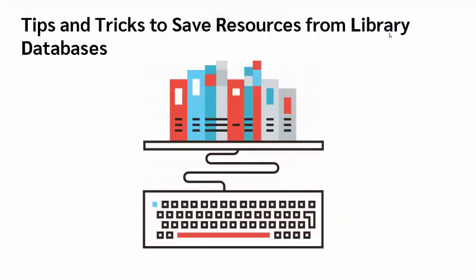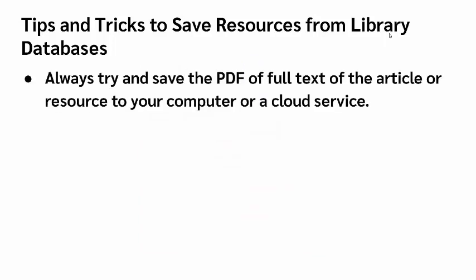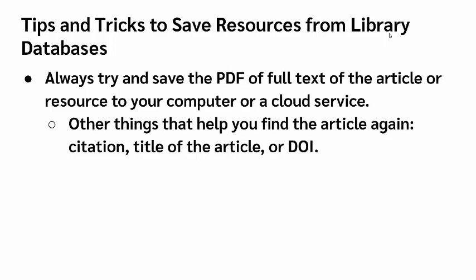Today we have gone over just a few popular library databases at UNCG, but let's go over some tips and tricks to save resources from library databases for your research or for your assignments. Always try and save the PDF or full text of the article or resource to your computer or a cloud service. Other things that can help you find the article again are saving the citation, title of the article, or the DOI, Digital Object Identifier.